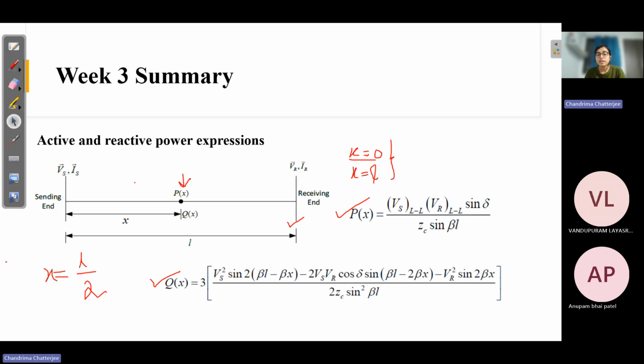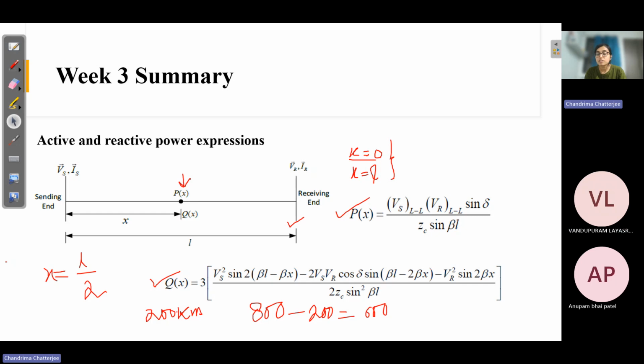But remember one thing, that the x in the expression derived here is the distance from the sending end. There may be a question where, just to trick you, they say the point is 200 kilometer from the receiving end. Then you will have to subtract this value from the line length, and that will be your x. Your x will not be 200; in that case, your x will be 600. This x distance is from the sending end, not the receiving end.